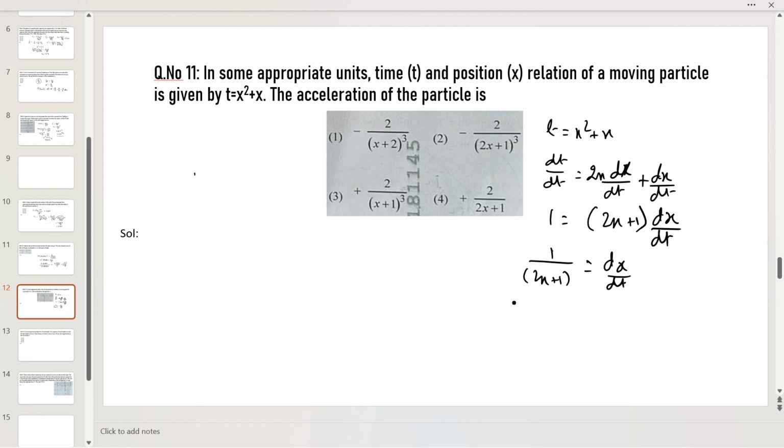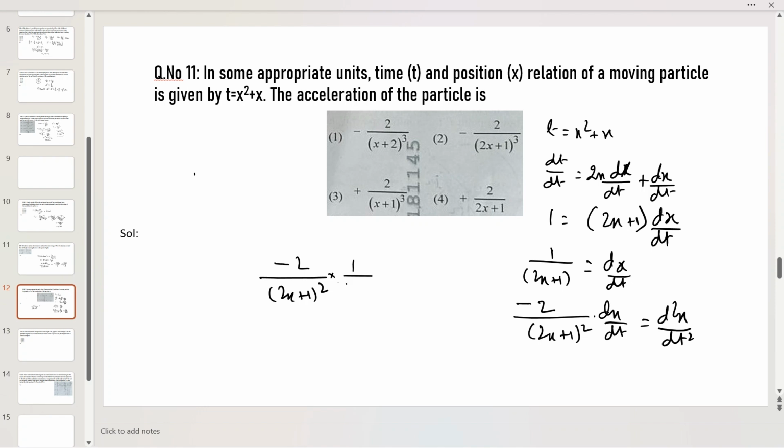Now second differentiation. When I do the second differentiation, it will be minus 2 by 2x plus 1 the whole square into dx by dt is equal to d2x by dt square. Now I am going to place the value of dx by dt here. When I place the value of dx by dt here, that is minus 2 by 2x plus 1 the whole square, and dx by dt, that is 1 by 2x plus 1. So this comes out to be minus 2 by 2x plus 1 the whole cube, and this is equal to d2x by dt square.